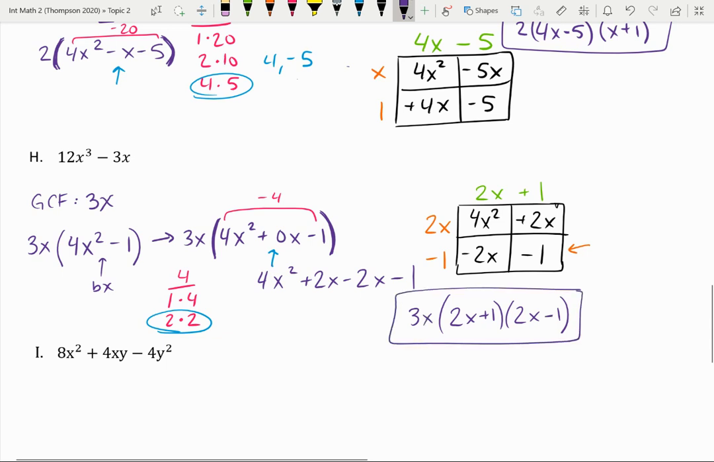When I look at these, something a little special happens here. Those two binomials, 2x plus 1 and 2x minus 1. When all I do is change the sign in the middle, those are called conjugates. And we'll get into that more later. But what happens when I have conjugates is something always cancels, which is why you lost that middle term in the original equation.